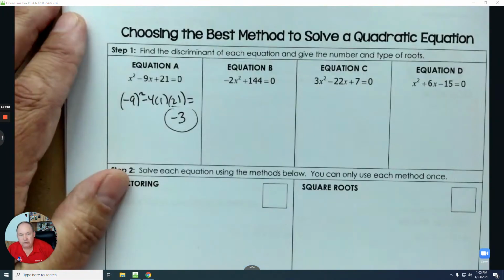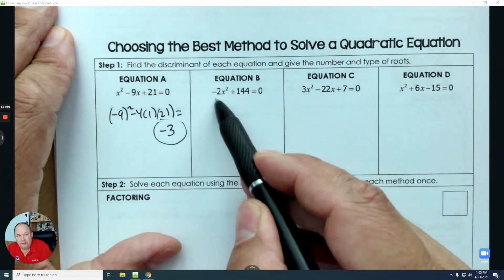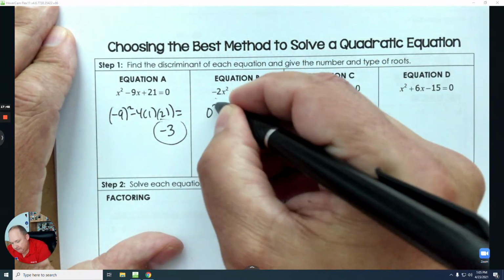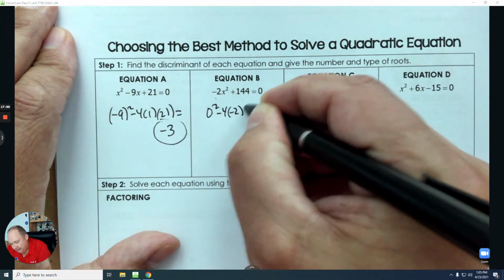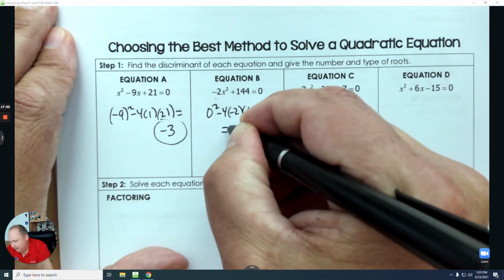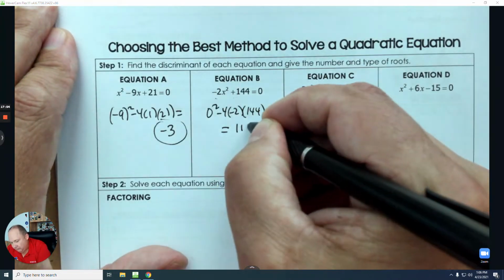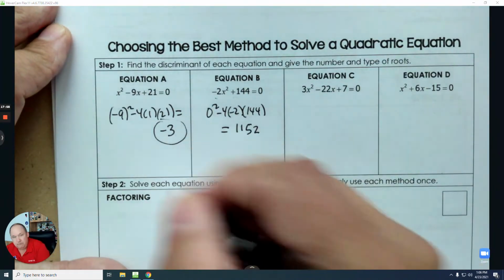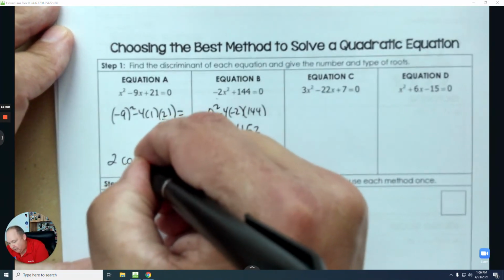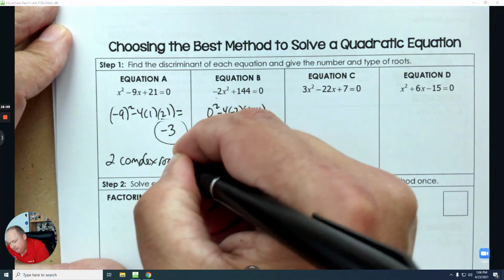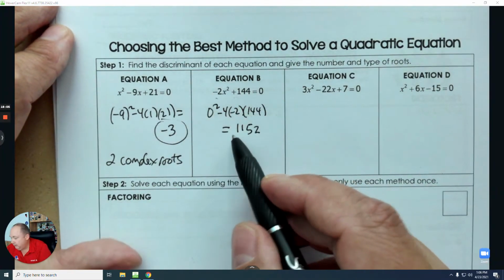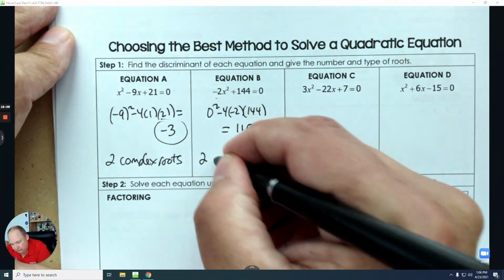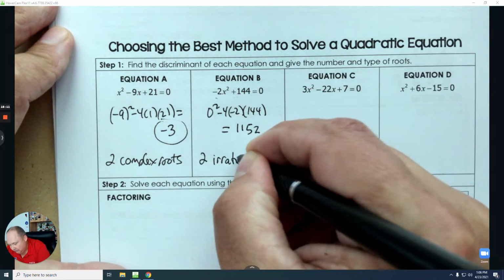All right, equation number B. I notice this has no linear term. So b squared minus 4ac, and then I'm going to calculate it. And if you do that, it's 1,152. So, I should write this down. Because the answer is positive, there are 2 real roots, but you cannot take the square root of 1,152, so these are 2 irrational roots.